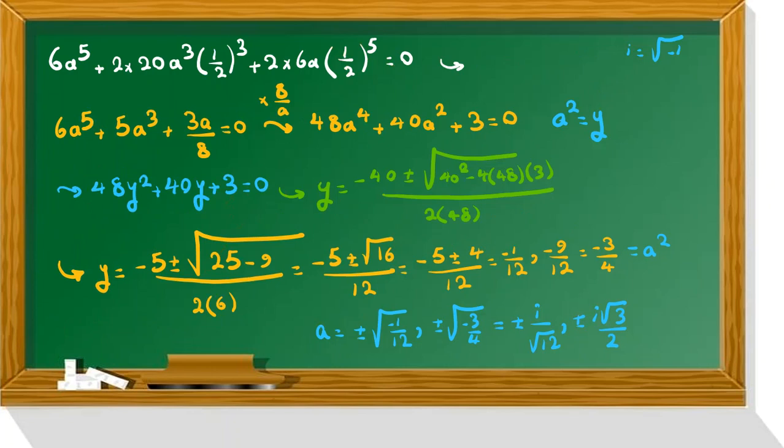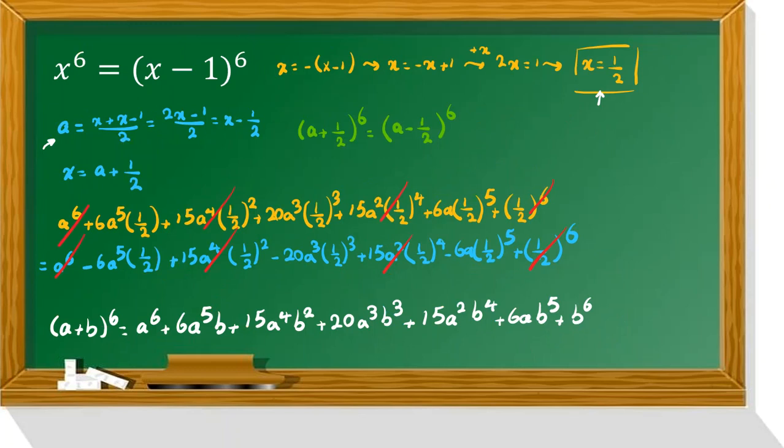So let's write these numbers again. x equals plus minus i over root 12 plus 1/2, and plus minus i root 3 over 2 plus 1/2. Okay. So how many answers did we find here? 1, 2, 3, 4. 4 answers here and 1 answer here. 5 answers.